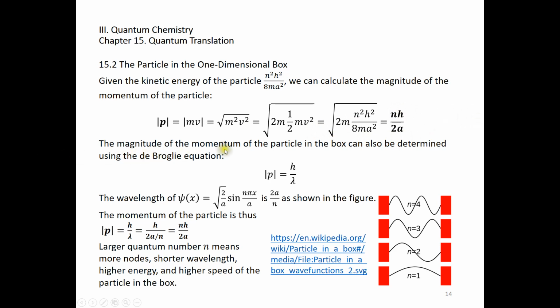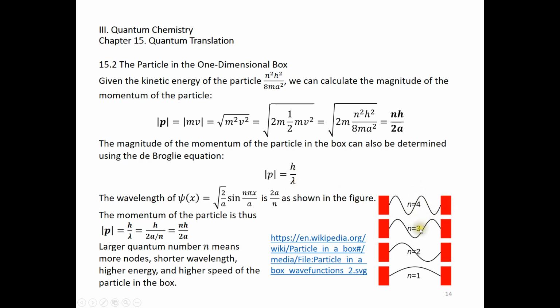The magnitude of the momentum of the particle can also be determined using the famous de Broglie equation. The momentum is h over lambda. And now we have the lambda. We can see over here, this is 1/2 of lambda, this is 1 lambda. Over here, this way, we see 1.5 lambda, and over here we see 2 lambda. From here to the middle, we have 1 lambda, and from the middle point to the right side, we have another lambda. So it's pretty simple.